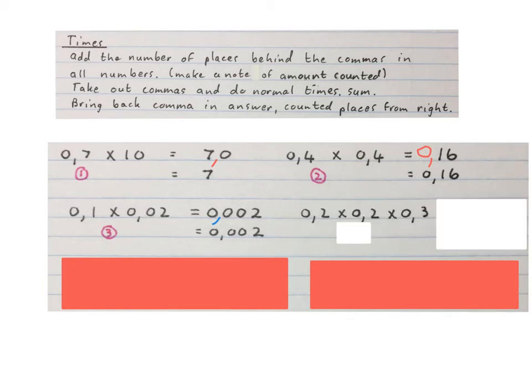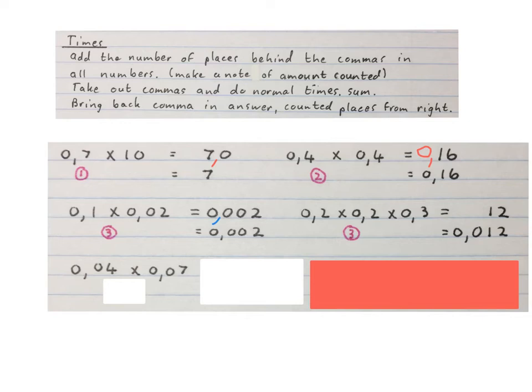Please stop the video and see if you can do the following few yourself. 0,2 times 0,2 times 0,3. There is 3 places behind the comma. Take out the commas. 2 times 2 is 4, times 3 is 12. Bring back the comma 3 places from behind. 1, 2, 3. Add in zeros.